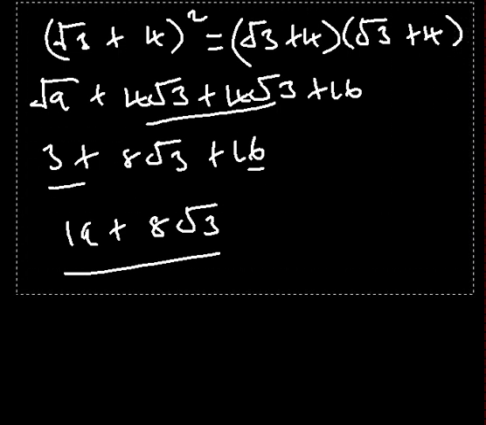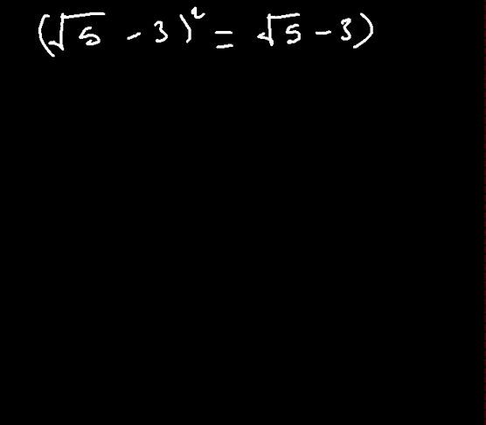And how do you think you can solve this? Feel free to pause the video and try to express that, then compare. Root 5 minus 3, all to the power 2. In this case, this is the same as having root 5 minus 3 times root 5 minus 3, like that.